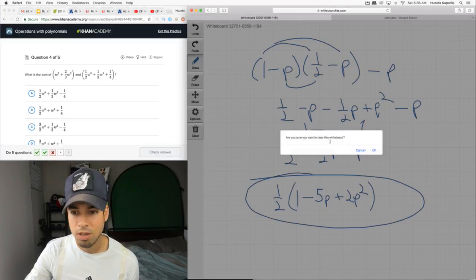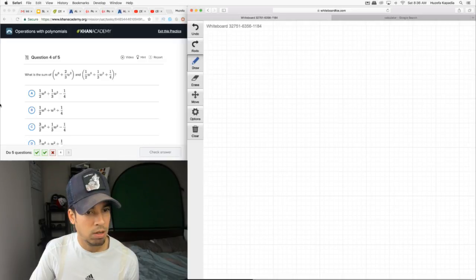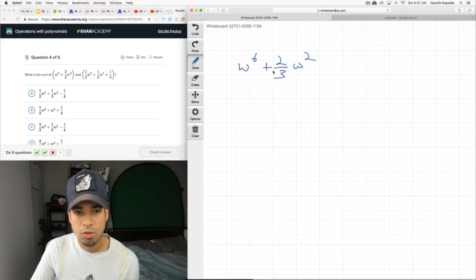I should have thought about that one a little more carefully. Let's go with this one. What is the sum of these guys? All right, w6 plus 2/3 w squared. Sum is just addition.